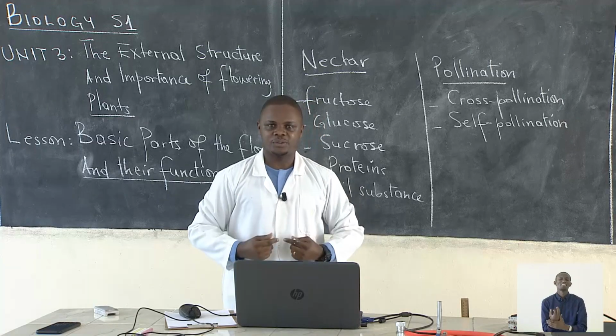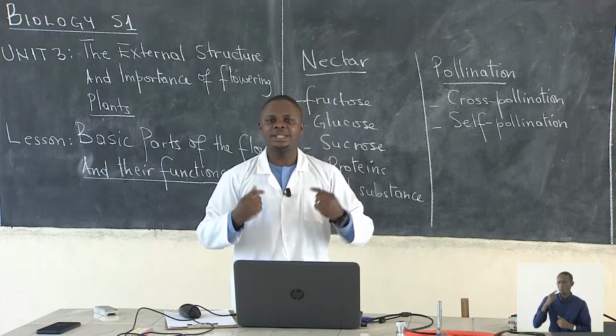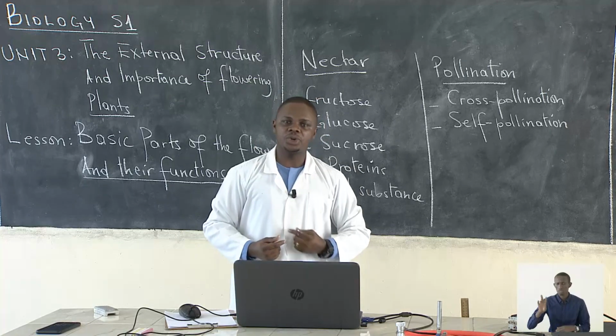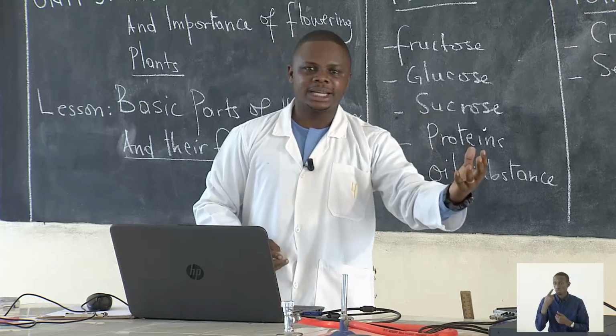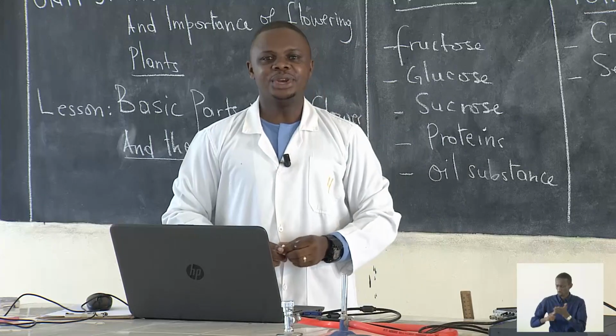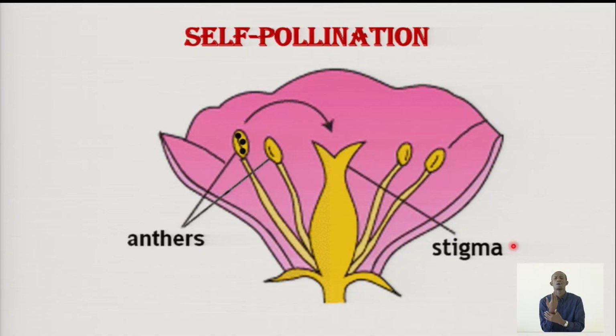They are good sources of food because when you eat fruits, you will get vitamins, you will get different nutrients like fructose and glucose. You will also use those seeds to plant them and get new plants. That is cross-pollination. Then we have what we call self-pollination.